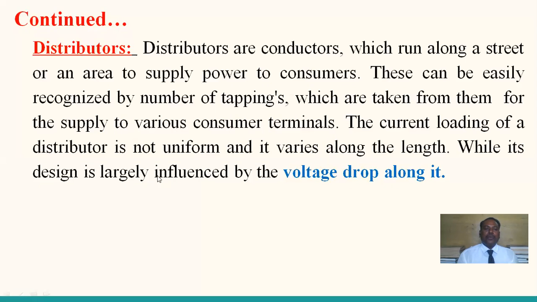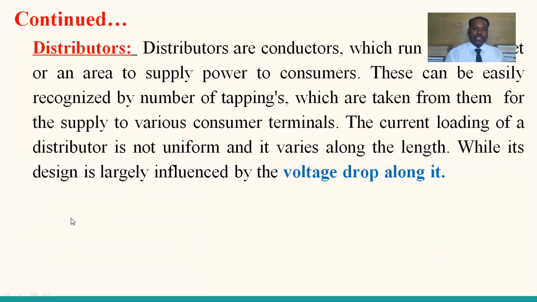The current loading of distributor is not uniform. That means that whereas in feeder the current loading is uniform, in distributor the current loading is not uniform. Every meter length the voltage drop is to be changed. It varies along the length. It is not uniform, and it varies along with the length of the distributor. While its design is largely influenced by the voltage drop along it.